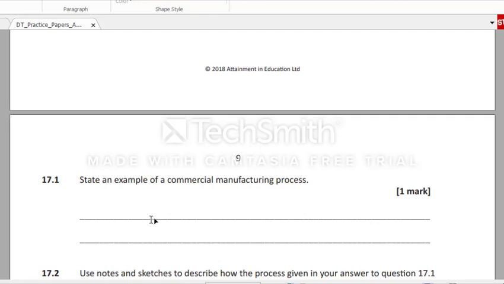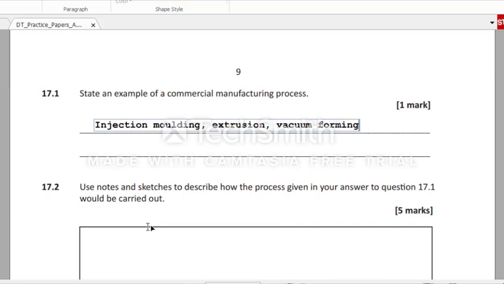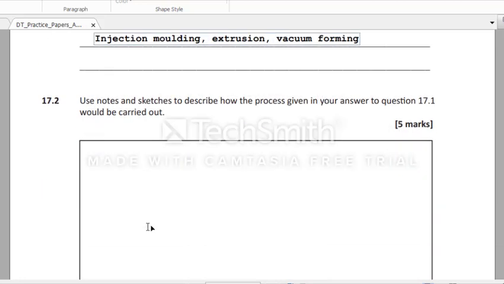Okay, so in the exam you should be trying to answer the question on polymers, and that's what you should be aiming for in the real exam as well. So for us, you could put down injection molding or you could put down extrusion, or vacuum forming. Any one of those will get your mark. Then it says question 17.2: use notes and sketches to describe how the process given in your answer to question 17.1 would be carried out. So we're going to concentrate on vacuum forming.